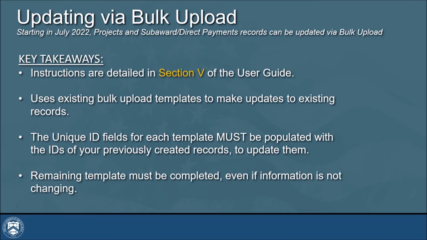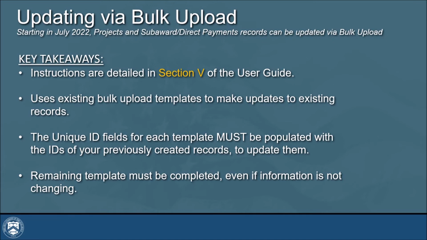So key takeaways here. The instructions for using the bulk upload functionality to make revisions are detailed in Section 5 of the user guide. The functionality for making bulk revisions uses the same exact bulk upload templates that you would be using to create new records. There are also unique ID fields for each template that must be populated with the IDs of your previously created records in order to update them properly. So for example, for the project records, if you are using your project ID, pre-populating your template with the project ID that you previously have already created will allow you to make updates to those exact project records.